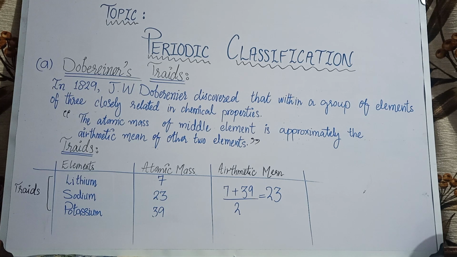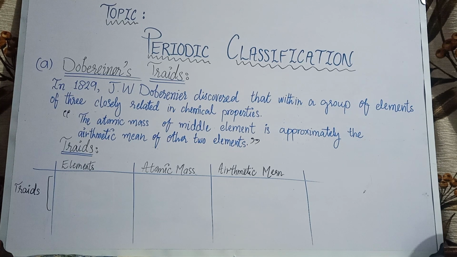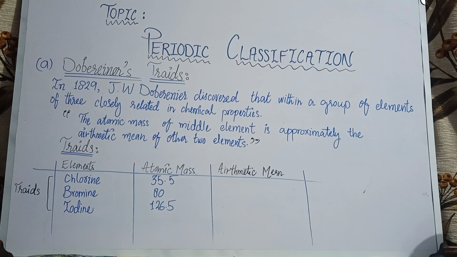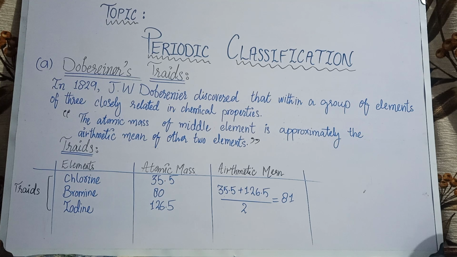Now come to the second triad. The elements involved in the second triad are chlorine, bromine, iodine, that are halogens. The atomic mass of chlorine is 35.5, bromine is 80 and iodine is 126.5. So the arithmetic mean of chlorine and iodine becomes 81, and the atomic mass of bromine is 80. This is the reason Dobereiner's triads fail to arrange elements in terms of properties.